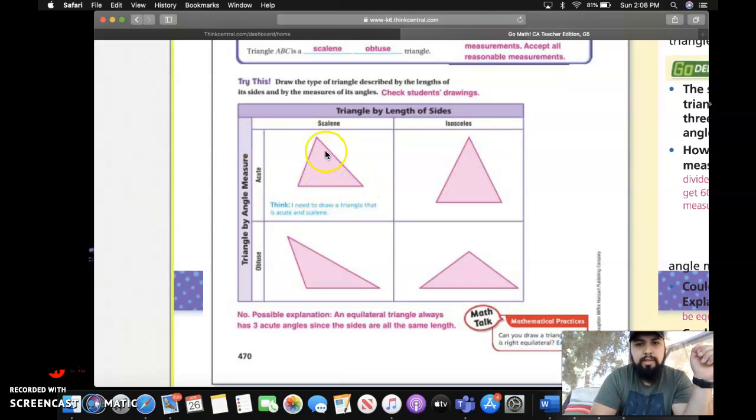I'm not sure if you heard that last part, but like I was saying, scalene and acute. Well, if it's a scalene, that means all sides are different. So this one looks like it's the longest, then this one and this one. But for this drawing, you can't really tell. It's kind of hard to tell.